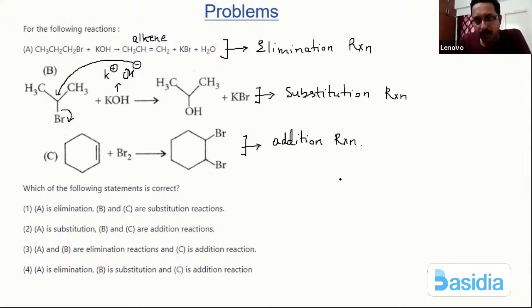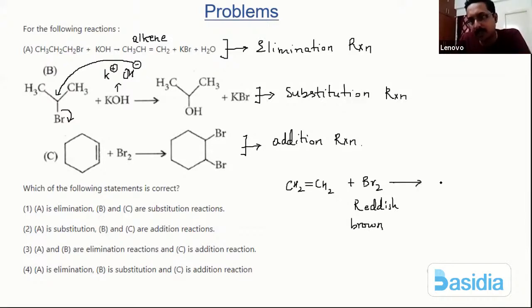If we take a normal example, if I have an alkene here, CH2, and let me say this is my Br2. Normally the Br2 has which color? It normally has a reddish brown color. So this has a reddish brown color here. Now, when you react it with an alkene, what exactly happens?